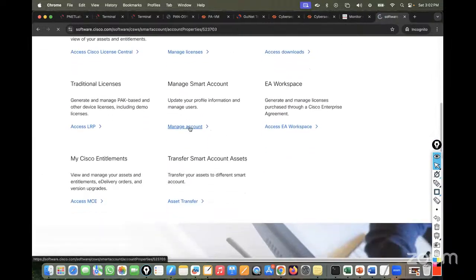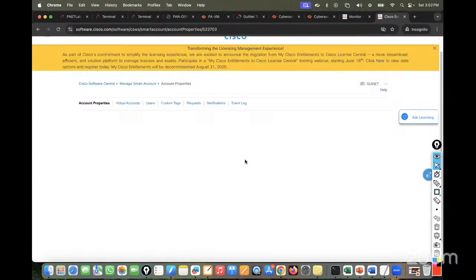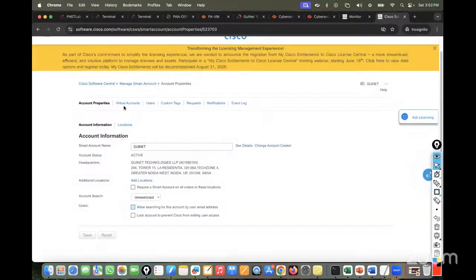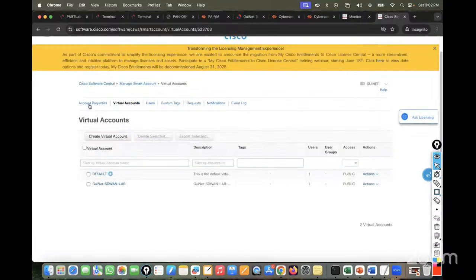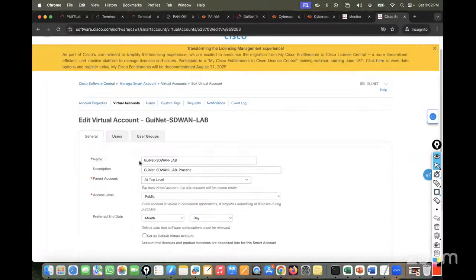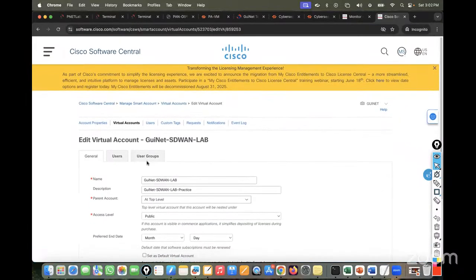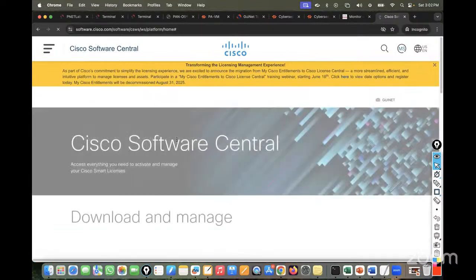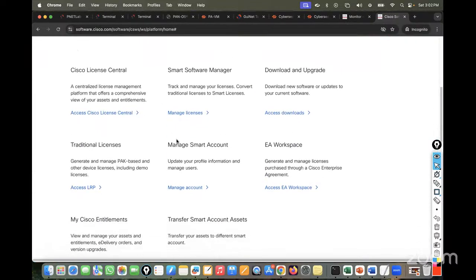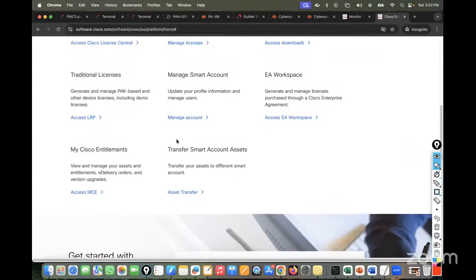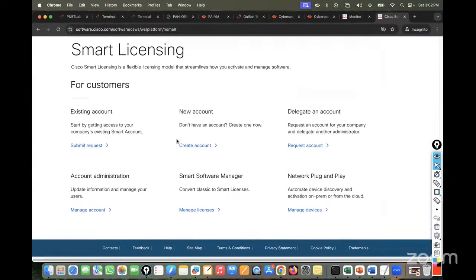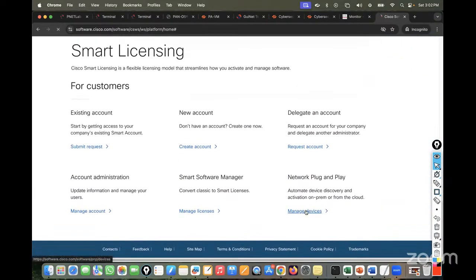So how is it possible? I need to go to my Cisco smart account, right? And you can just go here, and this is my lab. So you can see here, I need to go to my PNP portal, in the Cisco smart account. So hold on. Yeah, there is the PNP portal.